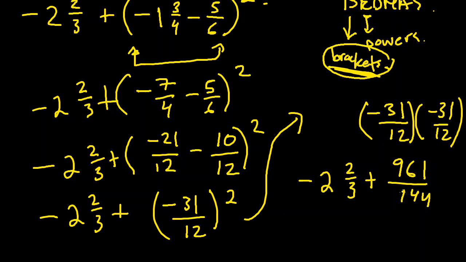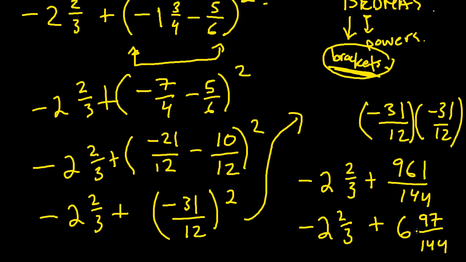So basically, what we can do now in this case is convert this 961 over 144 into a mixed fraction. So when we do that, we get 6 wholes and 97 over 144. Okay, so now we have negative 2 and 2/3 and 6 and 97 over 144.